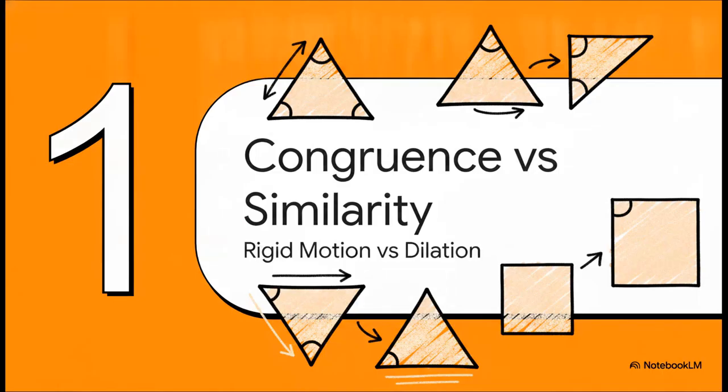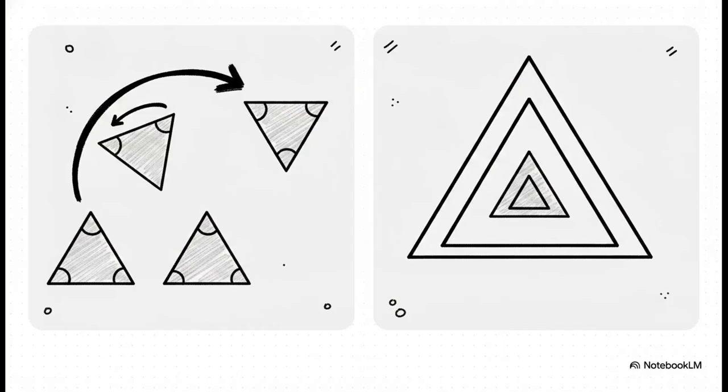Section 1. Congruence versus similarity. So think back to what you already know about moving shapes around on a coordinate plane. You know, sliding, flipping, and turning them. On one side, we have congruence. Congruence is all about rigid motions, rotations, reflections, and translations. These moves perfectly preserve both the exact size and the exact shape of the figure. It's like picking up a puzzle piece and just moving it somewhere else.